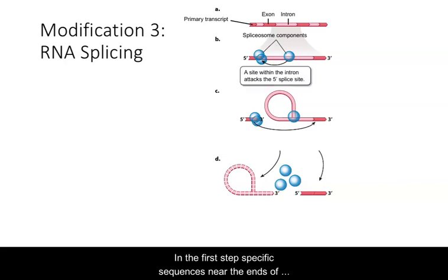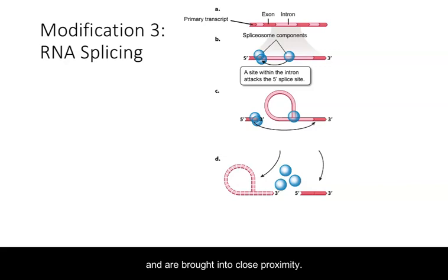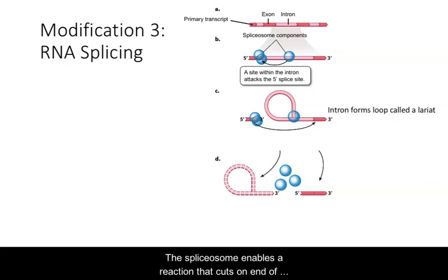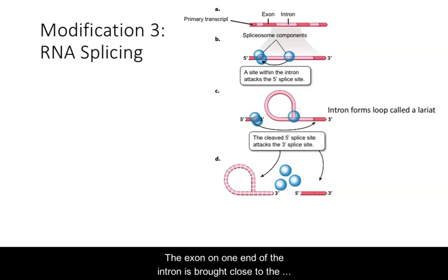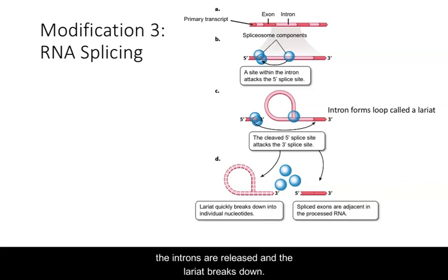So in the first step, specific sequences near the ends of the intron undergo base pairing with RNA molecules in the spliceosome and are brought into close proximity. The spliceosome enables a reaction that cuts one end of the intron and connects it to a nucleotide near the other, and it forms this characteristic loop called a lariat. The exon on one end of the intron is brought close to the exon at the other end, and then the exons are joined and the introns are released and the lariat breaks down.